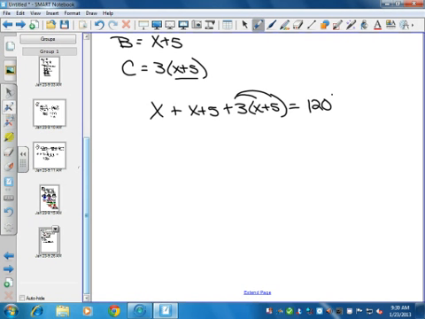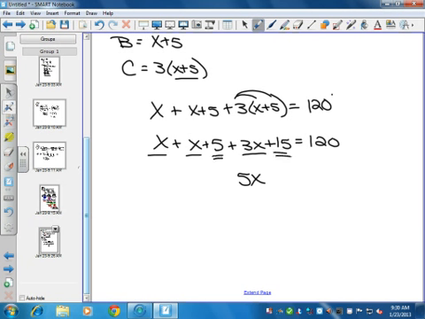Let's do that distributive property. So we have X and X plus 5 plus 3X plus 15. Don't forget to go all the way through. Put all of your X's together. There's 1, 2, and 3 is 5. So we have 5X plus 20.